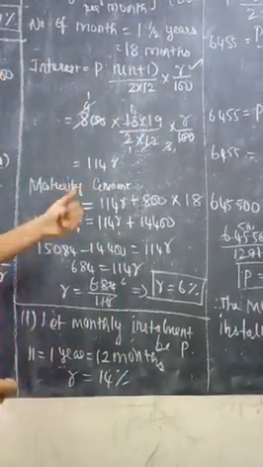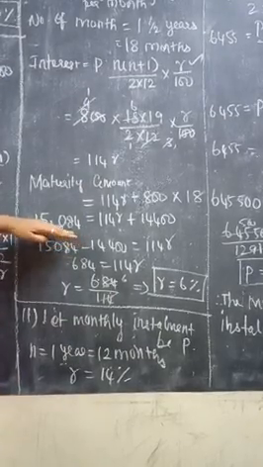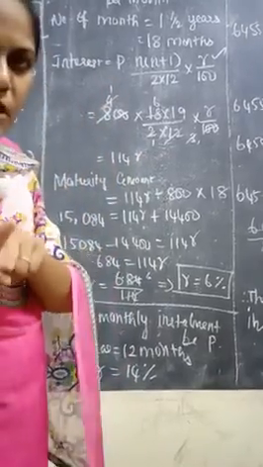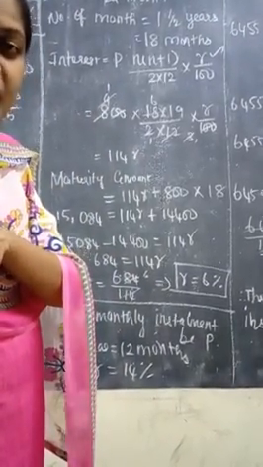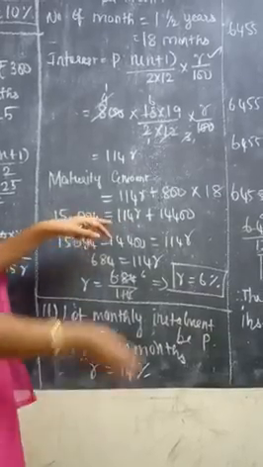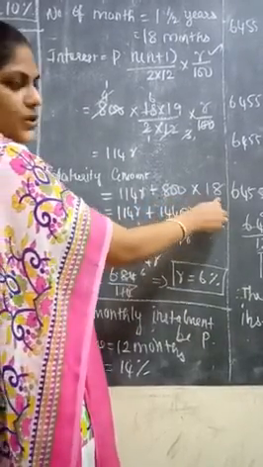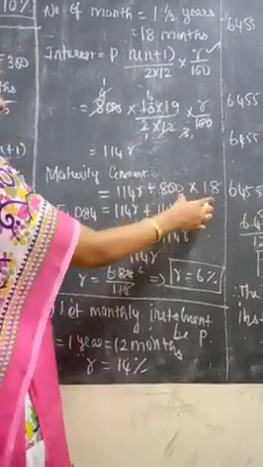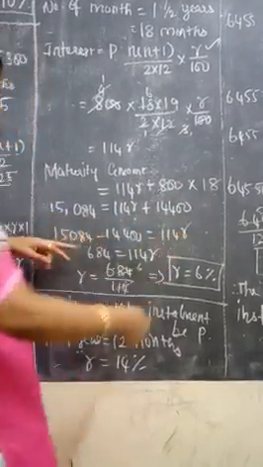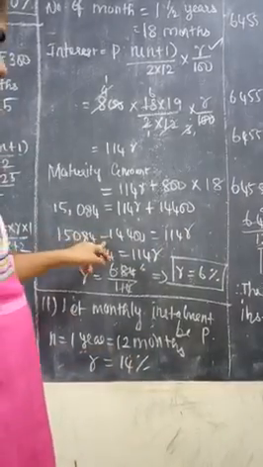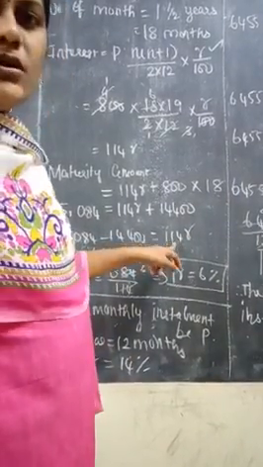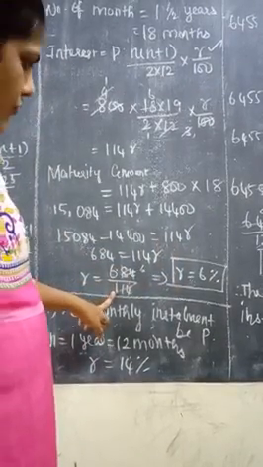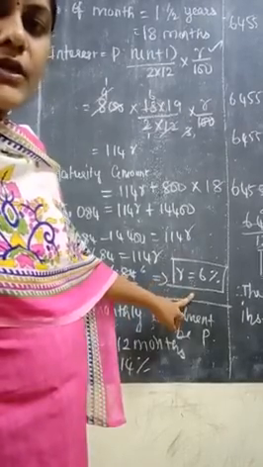Next, what is the maturity amount? The maturity amount given is 15,084, equal to monthly payment into number of months plus interest. So what is the monthly payment? 800 into 18 plus interest 114 R. So multiply this, you will be getting 14,400. So 15,084 minus 14,400 equals 114 R. So R equals 684 divided by 114. Cancel it, you will be getting R equal to 6%.